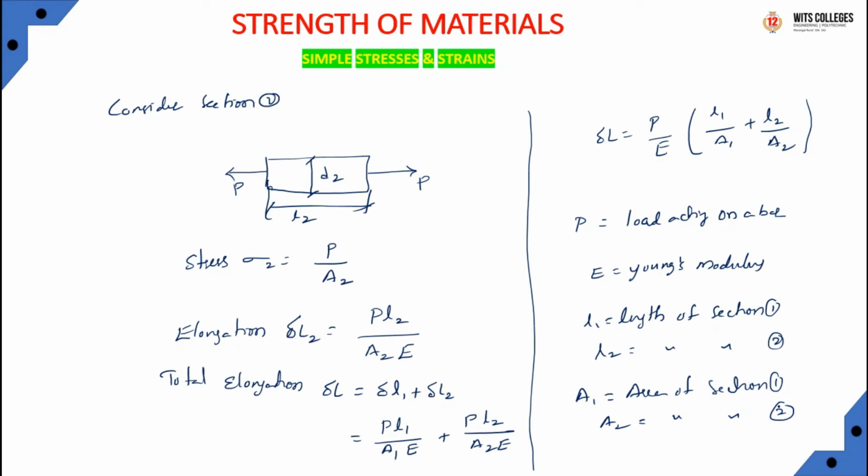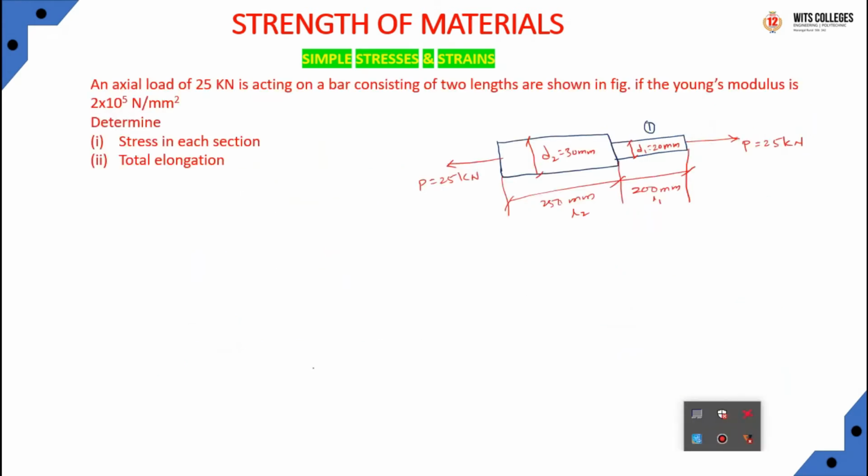So we are going to solve some problems on this. This is a problem: an axial load of 25 kilonewtons on a bar consisting of two lengths as shown in the figure. If Young's modulus is 2 into 10 power 5 Newton per mm square, determine the stress in each section and total elongation.